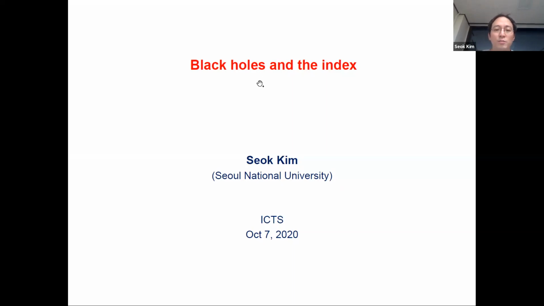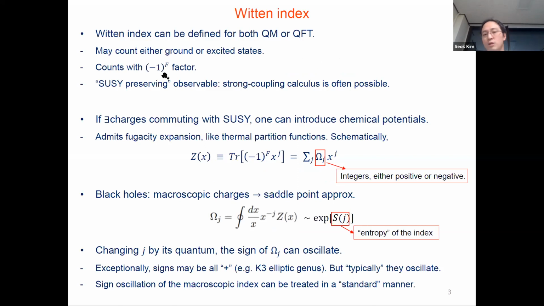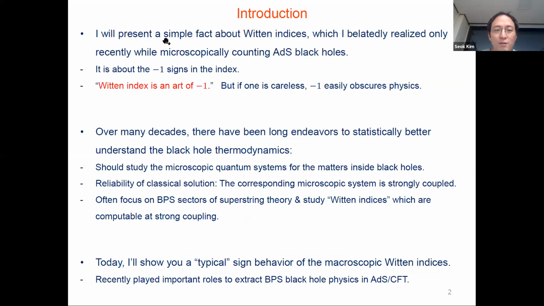Okay, so broadly speaking, what I'm going to talk to you about is a very simple fact. I present a very simple fact about Witten indices in general. Witten indices when the corresponding charges and degeneracies become macroscopic, so that one can use it to study black holes. And it's really a simple fact, which I belatedly realized very recently while I was trying to study microscopics of anti-de Sitter black holes. The simple story is about the -1 sign, which very often appears everywhere in the index-like partition functions.